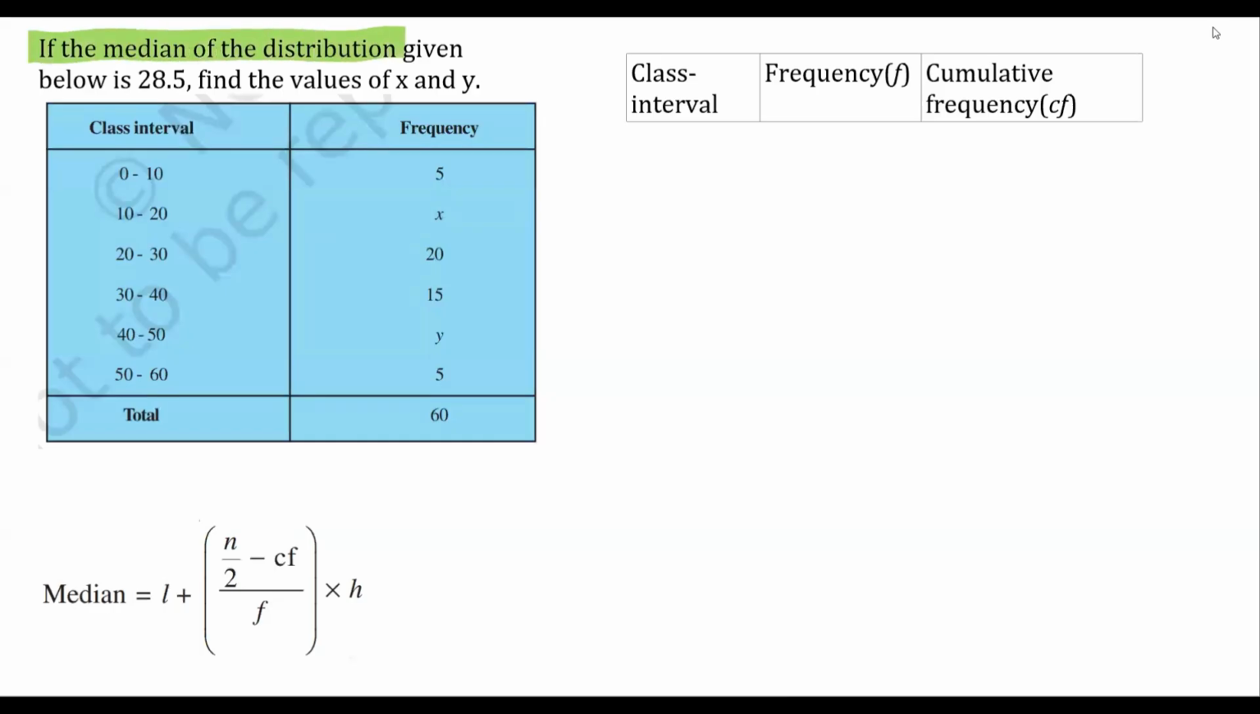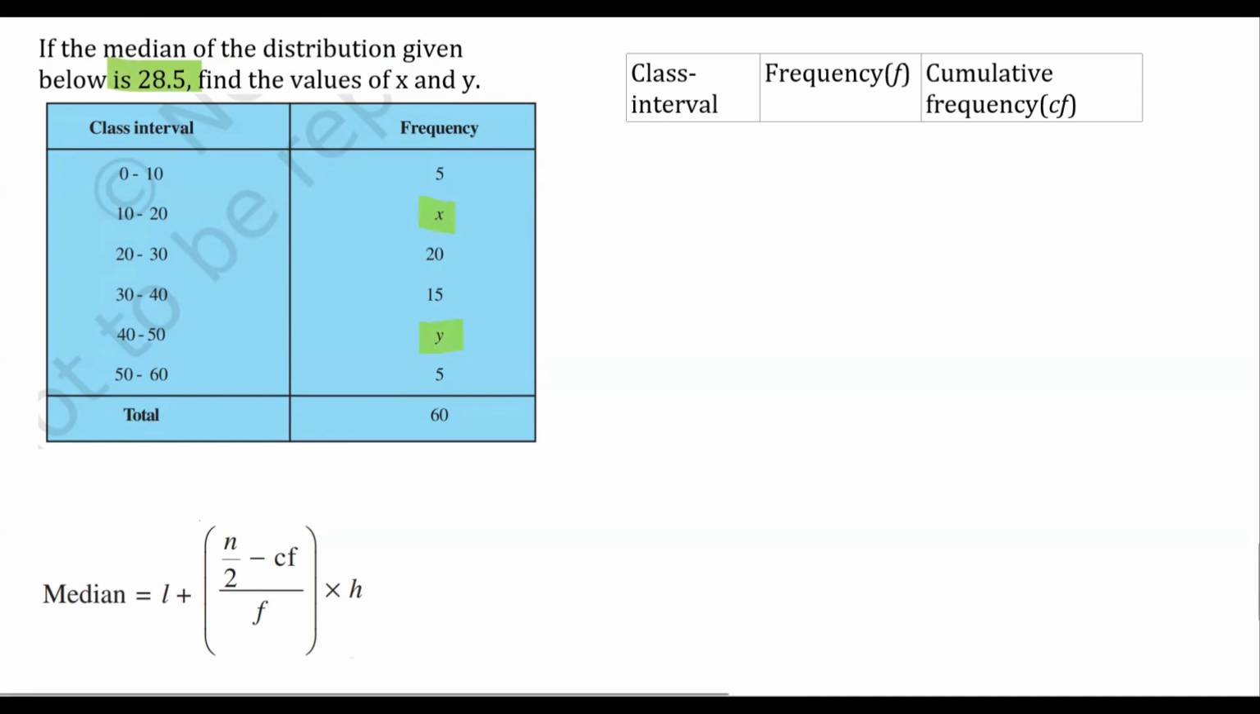In this video, we are going to find the median when some of the values in the frequency table are missing and we have to calculate them. As you can see, we are given a table over here. That's a frequency distribution table. And we are also given the value of the median here as 28.5, and we have to get these missing values.